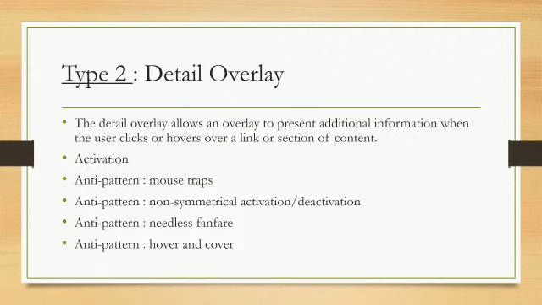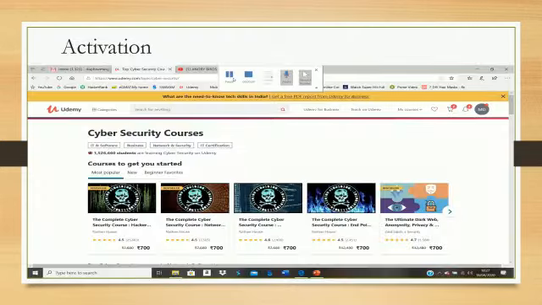The next type of overlay is the detail overlay. It just allows the overlay to present additional information when the user clicks or hovers over a link or a section of content. Again, there are five topics under this. They are activation and some anti-patterns: mouse traps, non-symmetric activation slash deactivation, needless fanfare, and hover or cover, right? Now let us look at how these overlays are activated.